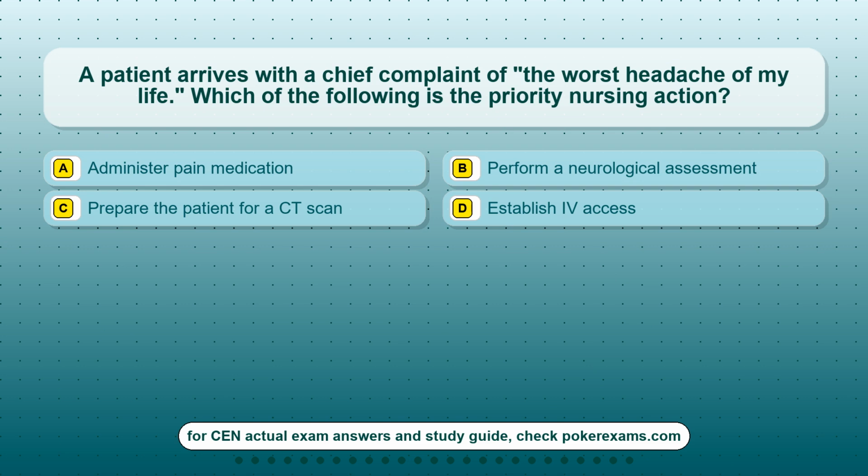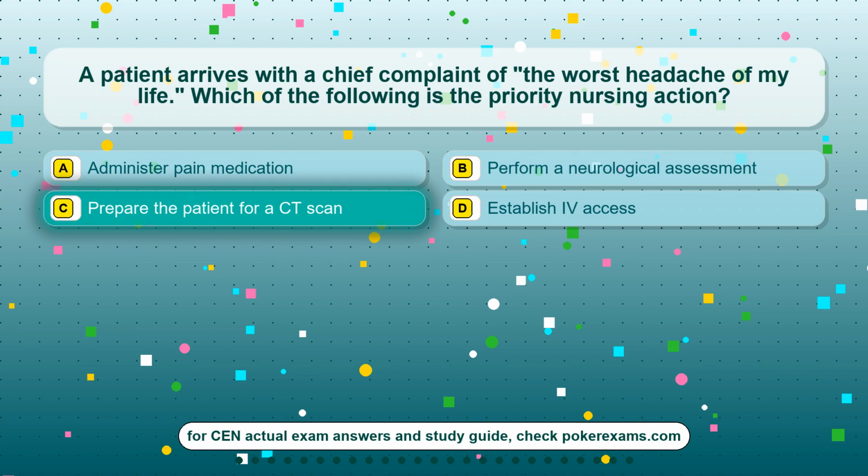Question 7. A patient arrives with a chief complaint of the worst headache of my life. Which of the following is the priority nursing action? Option A, administer pain medication. Option B, perform a neurological assessment. Option C, prepare the patient for a CT scan. Option D, establish IV access.